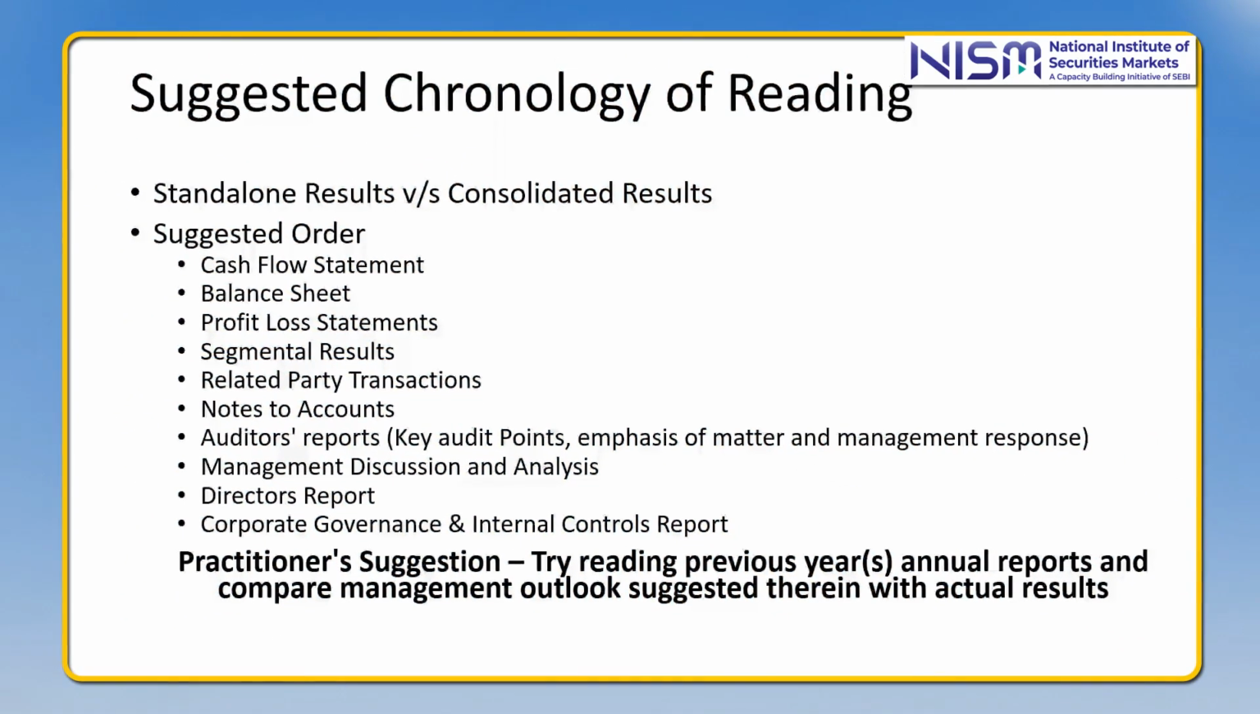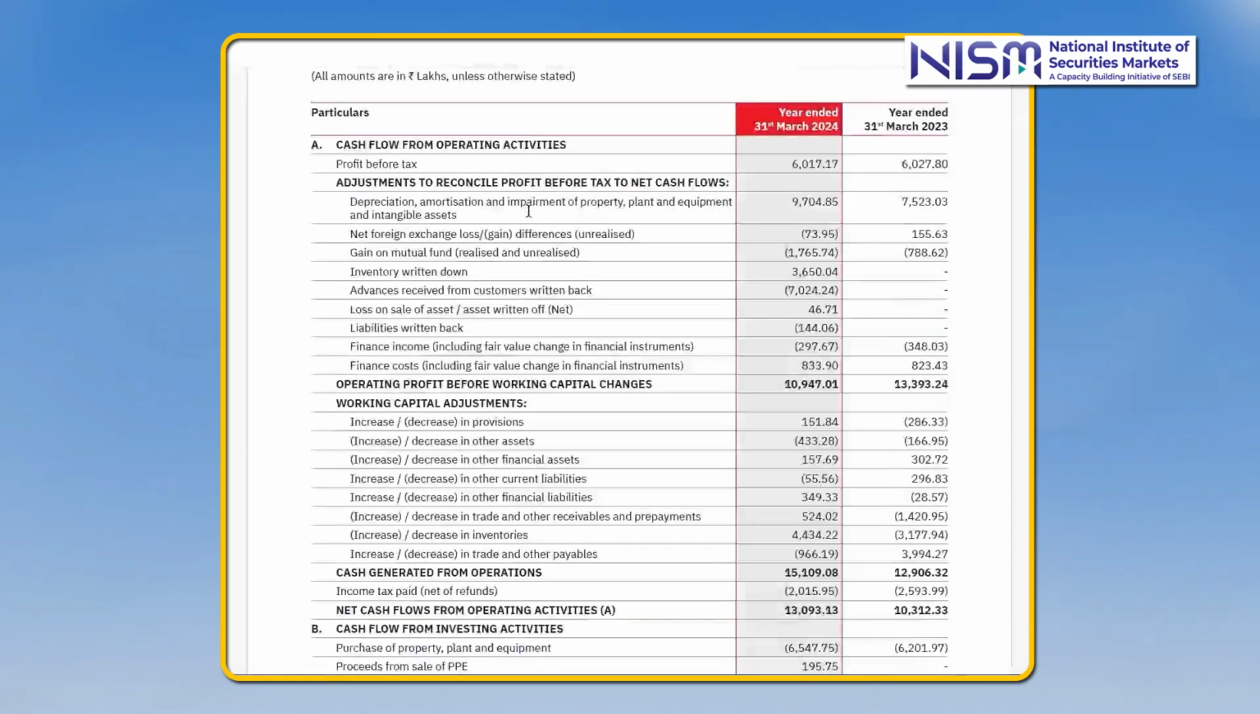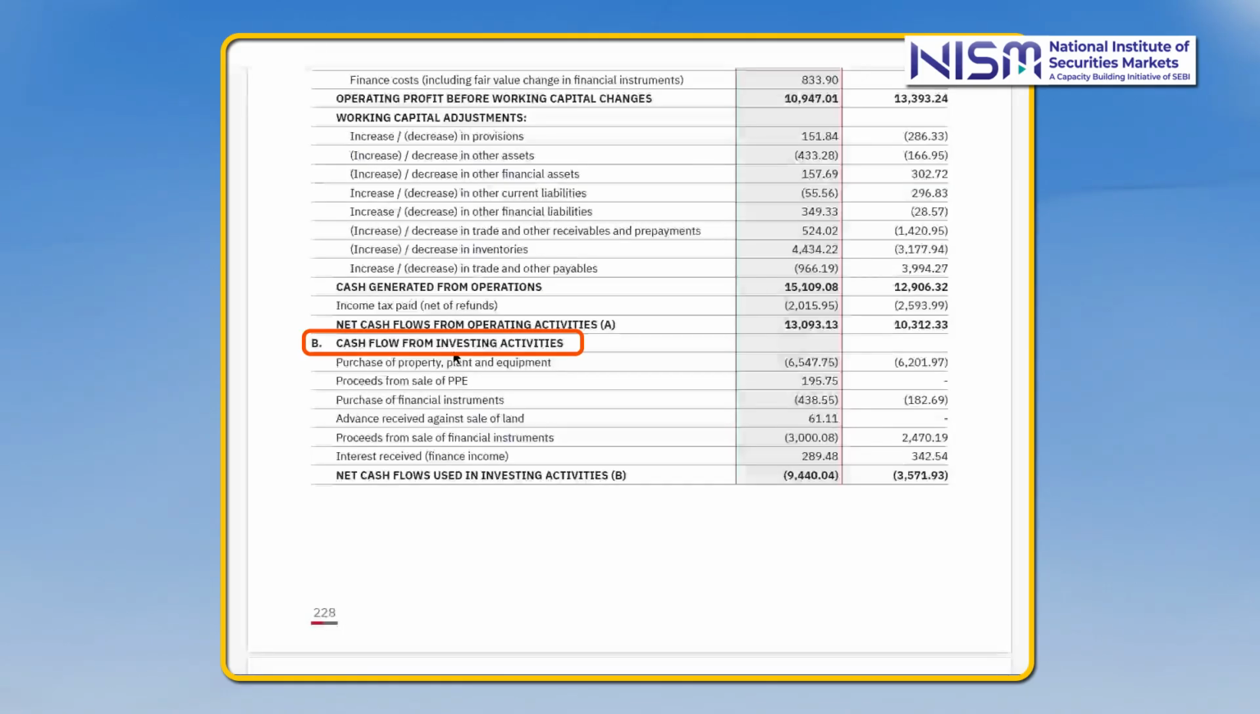Let us take you through the cash flow statement. This is an annual report of a listed company called Precision Camshafts. It is a 2024 annual report. You can start from cash from investing activities. The total investments which the company has made in investing activities is 94 crores. This is rupees in lakhs, so it is 94 crores or 9440 lakhs.